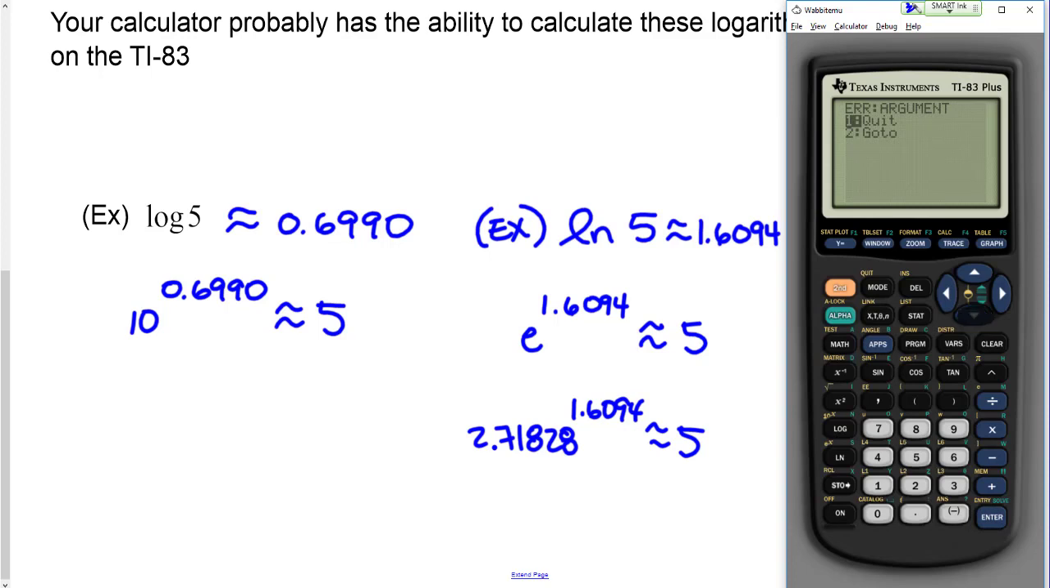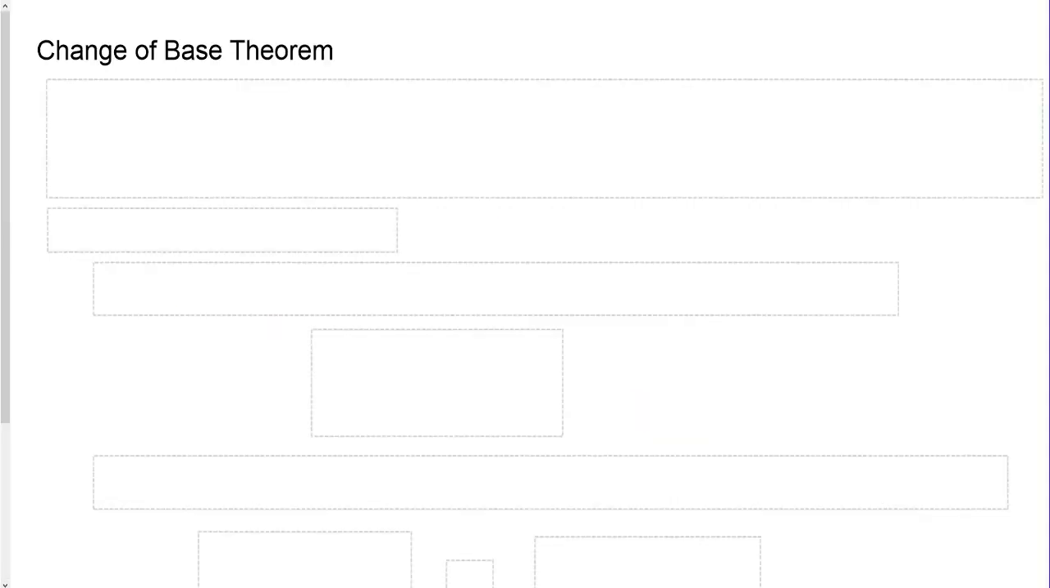The calculator will not do anything other than log base 10 and log base e, which you may think of as a limitation, for instance. Why can't it do any other bases? But it's not really a limitation, because what we have, and I'll show you in the next slide here, is what's called the change of base theorem.